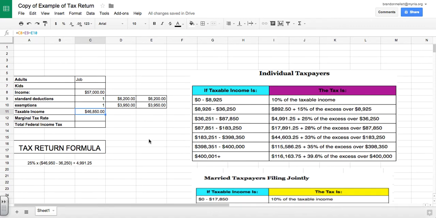With this amount, now we can go over to our tax bracket to identify what class of tax we would be in. So we're at $46,850. We would be in this bracket right here, right between these two amounts. So for our marginal tax rate, we would put 25%.